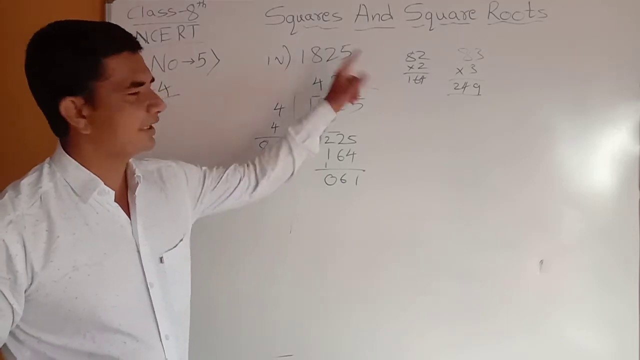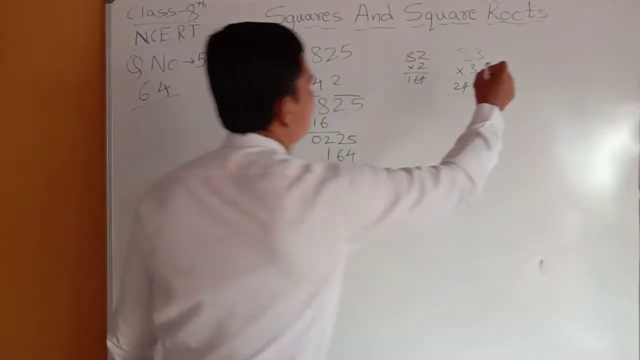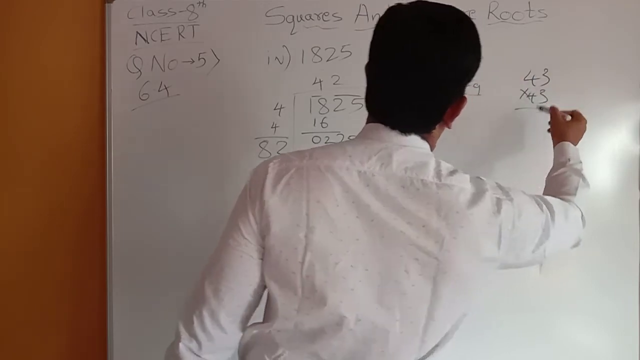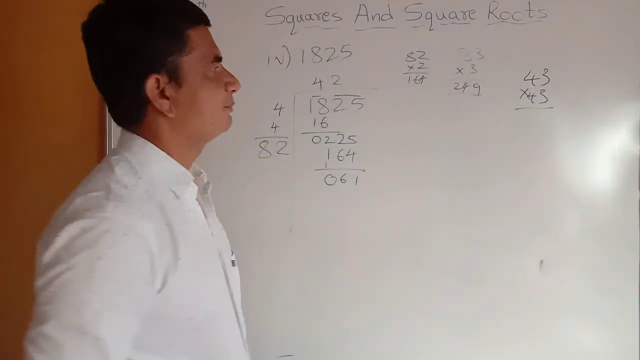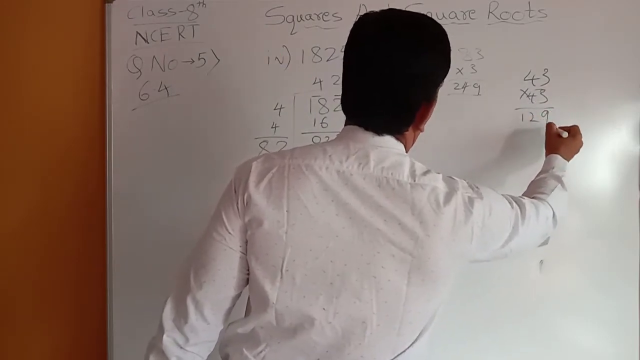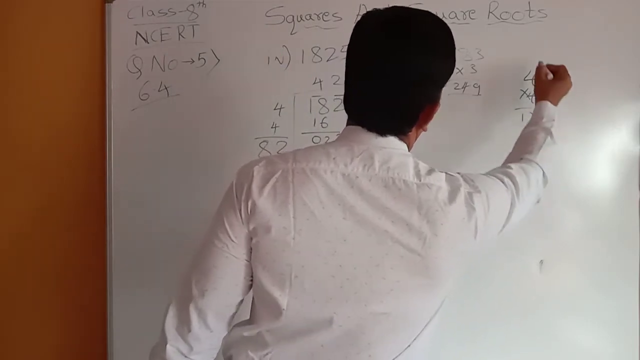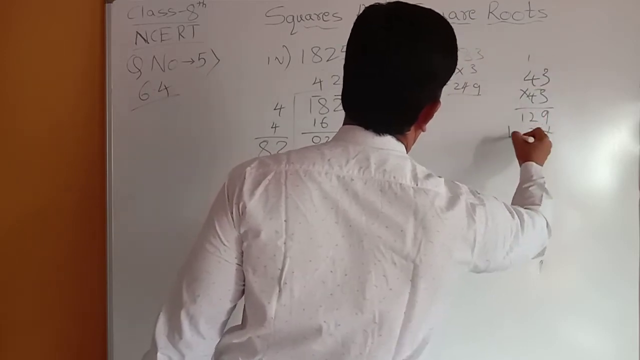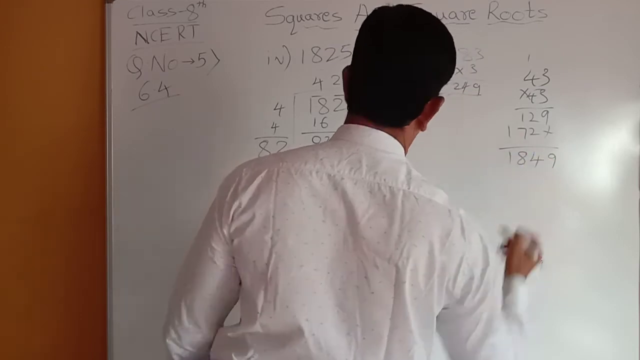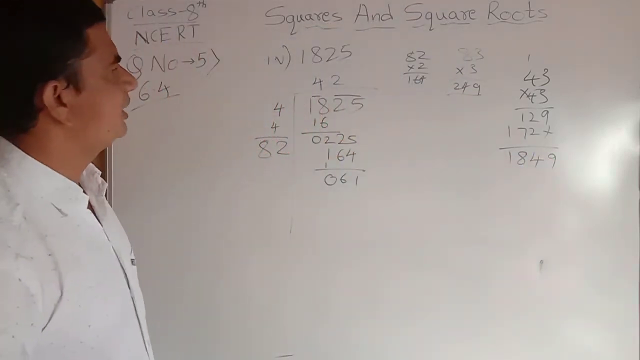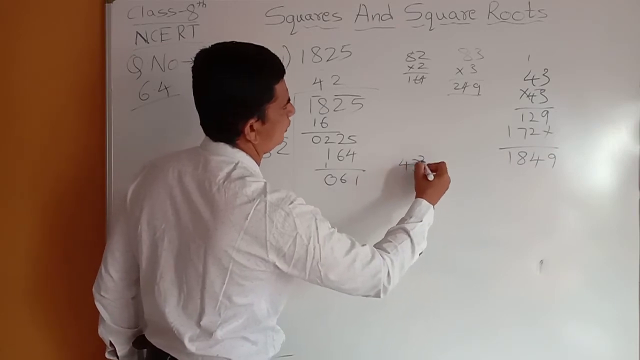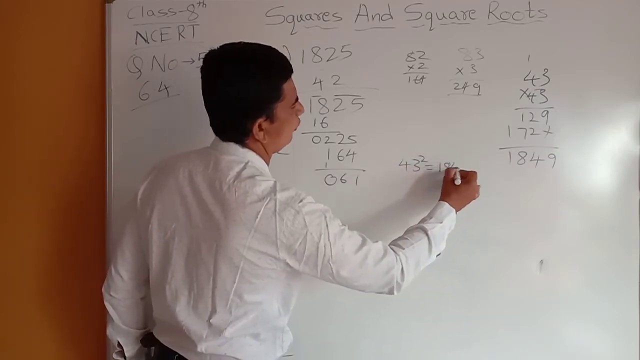We have to take the next number, means 43. 43 into 43 means we have to do the square of 43. So 3 3 is 9, 3 4 is 12, 4 3 is 12, 4 4 is 16 plus 1, 17. 8 1. 1849. So you got here 43 square is equal to 1849.